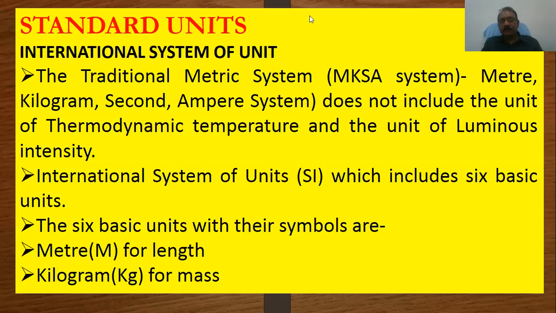In the system, basically, it includes 6 basic units. The 6 basic units with their symbols are: what is the symbol for length? Meter. What is the unit for mass? Kilogram.